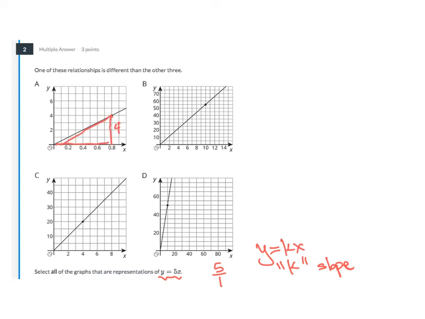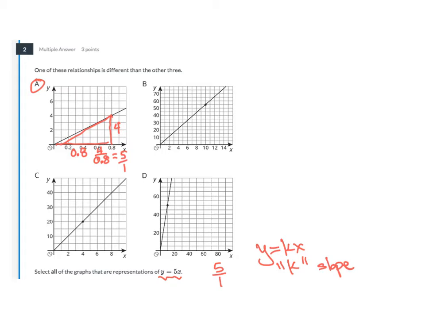My vertical is 4, my horizontal is 0.8. So we're going to do 4 divided by 0.8. Grab your calculator and let's do that. 4 divided by 0.8 is 5, or 5 over 1. So this is an answer with a slope of 5, or 5 over 1.